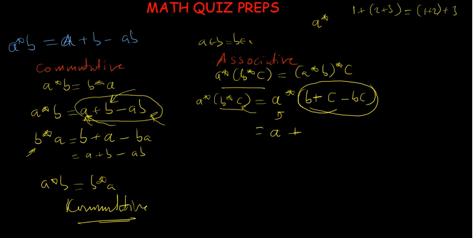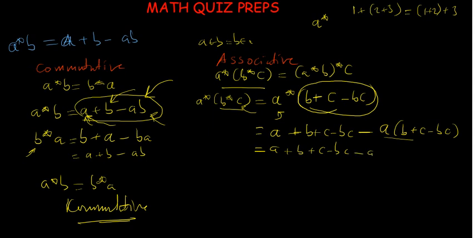The second term now is b plus c minus bc. And then now minus the product of the first term and the second term. In this case, the first term is a, the second term is b plus c minus bc. So I can distribute that. That will be a plus b plus c minus bc, and then minus ab minus ac plus abc.